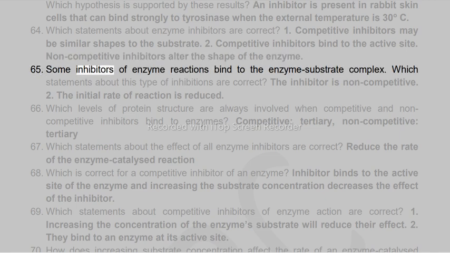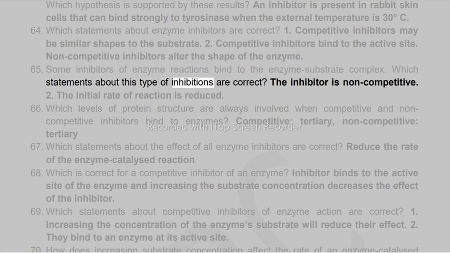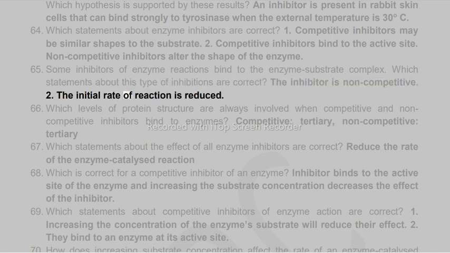65. Some inhibitors of enzyme reactions bind to the enzyme-substrate complex. Which statements about this type of inhibition are correct? 1. The inhibitor is non-competitive. 2. The initial rate of reaction is reduced.